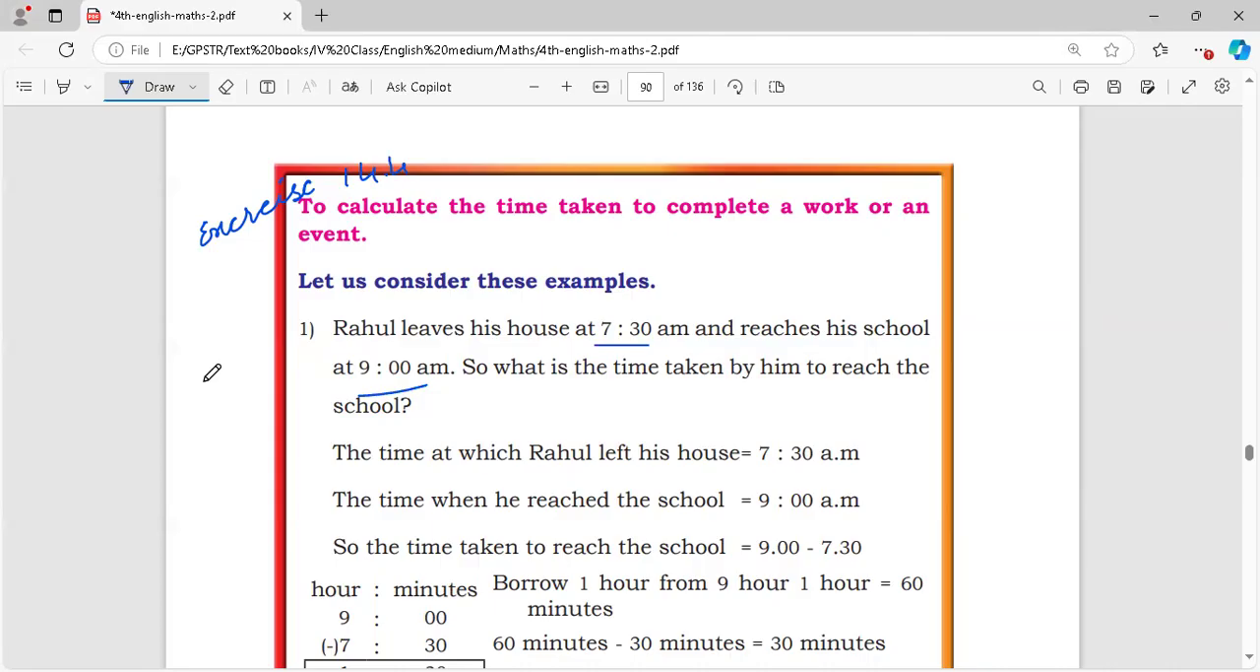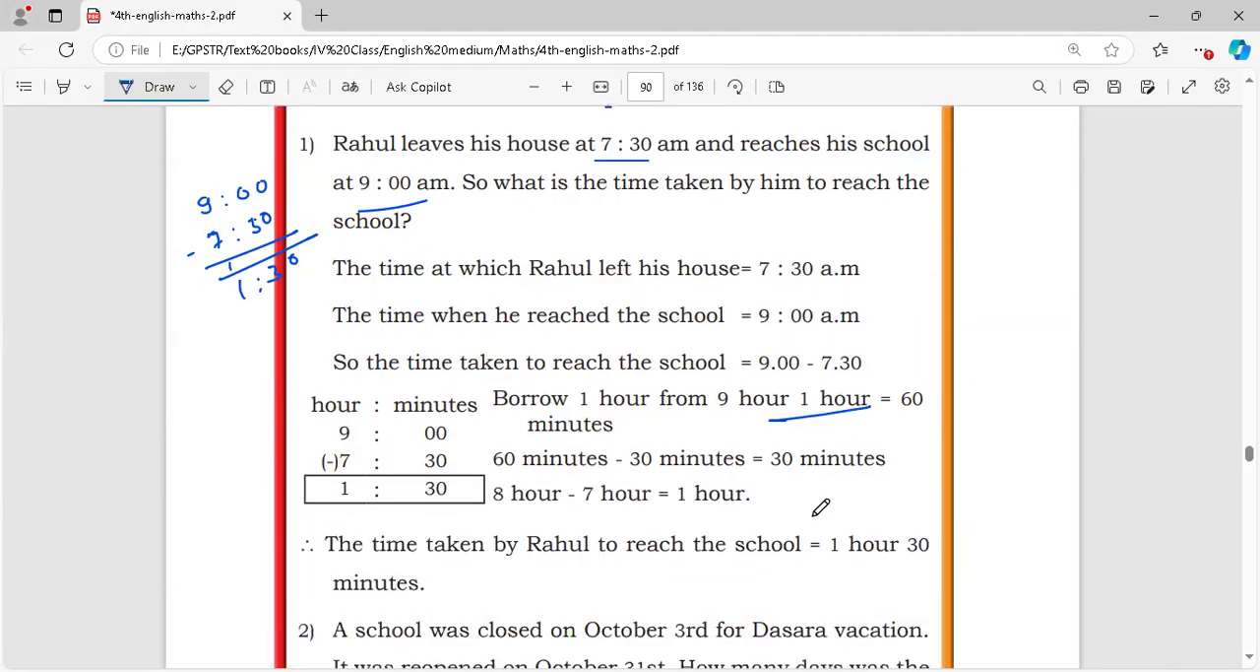Just simply subtract 7:30 a.m. from 9 a.m. We will get what time he takes. 1 hour 30 minutes. Just 1 hour 30 minutes he took.